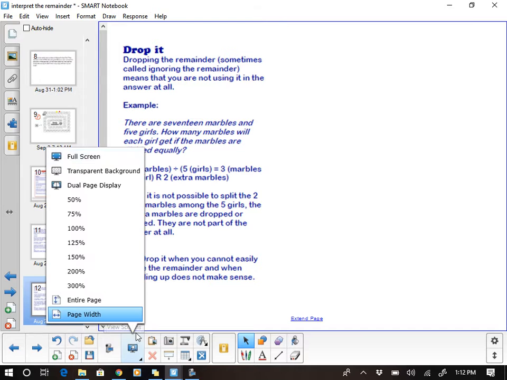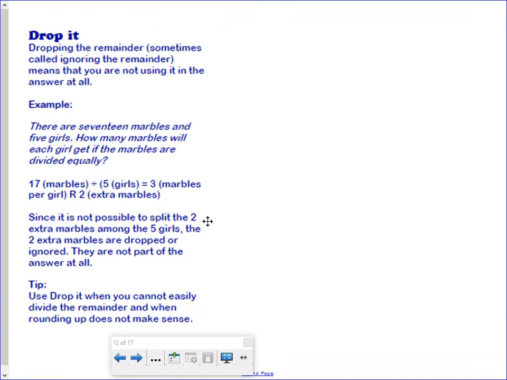The next option is to drop the remainder, which means we won't use it at all. So the example says there are 17 marbles and 5 girls. How many marbles will each girl get if the marbles are divided equally? So we would do 17 marbles divided by 5, which again would be 3, remainder 2. So 3 marbles per girl, but then we have 2 extra marbles. Well, we cannot evenly divide marbles between girls, so we would just drop the remainder, which means the final answer is each girl gets 3 marbles.